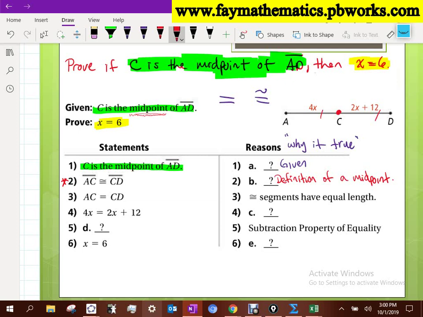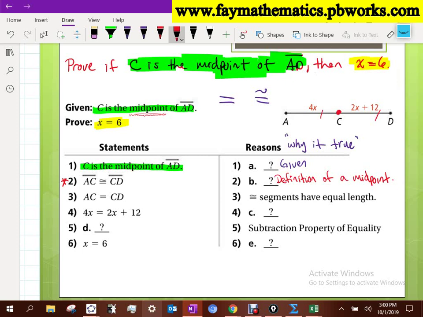Okay? But I think it makes sense to talk about it this way. If I want to start doing some algebra, because we start with the midpoint and then we get down to x equals 6, I know I've got to do some equation stuff here. Well, I can only do operations: add, subtract, multiply, and divide with numbers, right? Or with symbols that represent numbers.